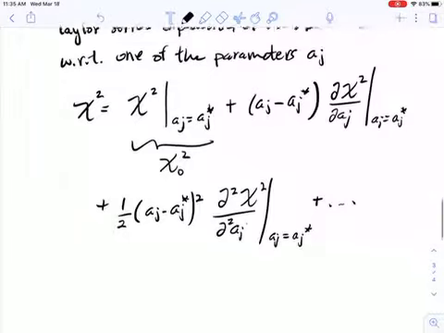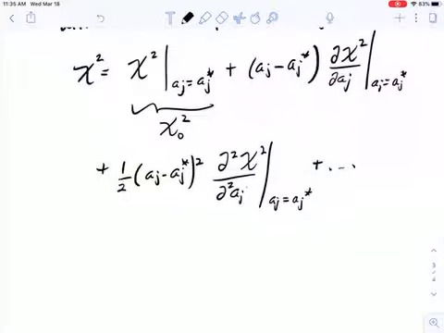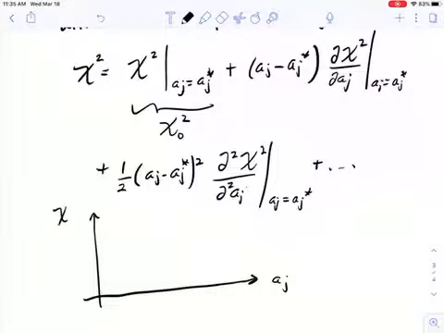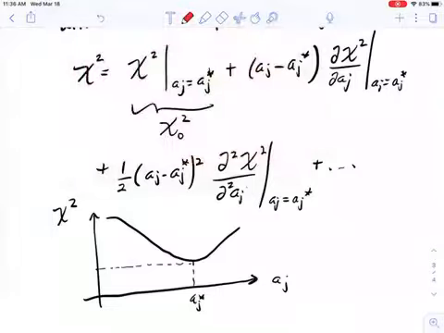Okay, so let's just imagine that chi-squared as a function of aj has some shape. We're expanding about a minimum, right? So we expect this thing to have a minimum somewhere, and that minimum is over here at aj star, and chi-squared evaluated at the minimum point results in chi0 squared. So this is chi0 squared.